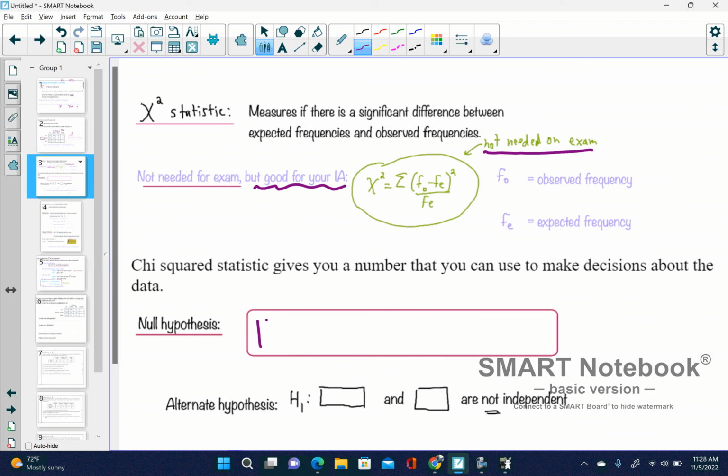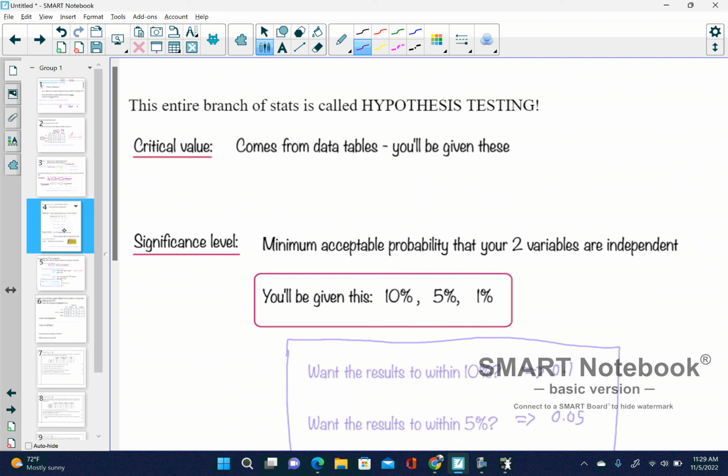The null hypothesis, the symbol for that is H with a subscript of 0, so H0. That basically says that the two variables, in this example intelligence and smoking, are independent of each other. That is the null hypothesis. The alternative hypothesis, H1, is that the two variables are not independent, that actually they do affect each other. Okay.